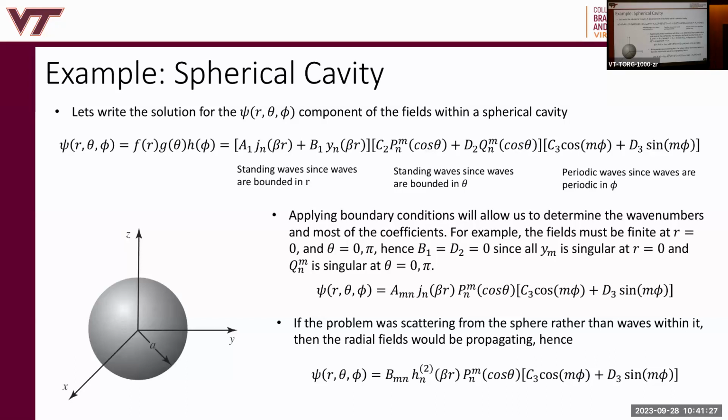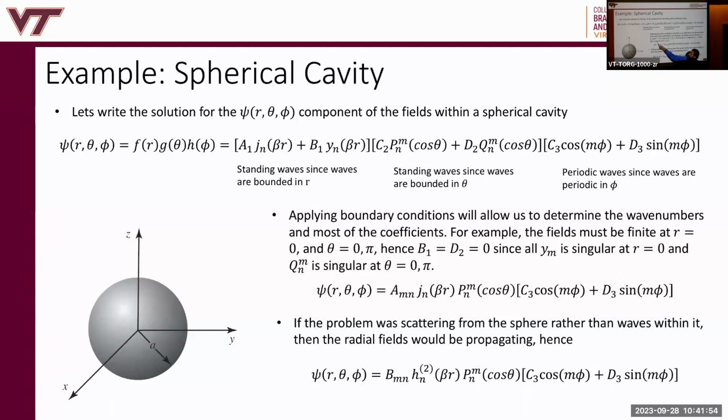All right. Applying the boundary condition will allow us to determine the wave numbers and most of the coefficients. For example, the fields must be finite at r equal to 0. We already know that the Y_n are infinite at the origin, right? Because they're constructed from the Y and capital Y_n from the cylindrical coordinate system. And we know that one went to minus infinity at 0. Therefore, B1 must be 0, right?